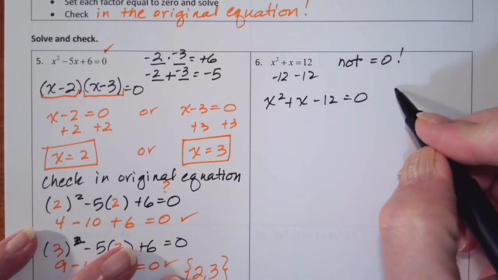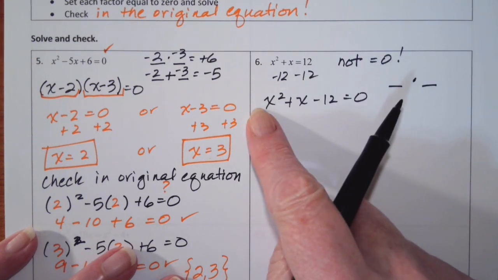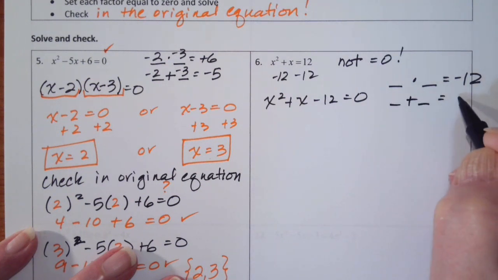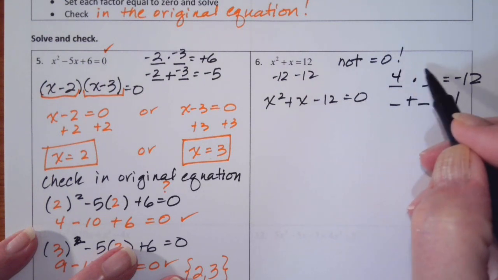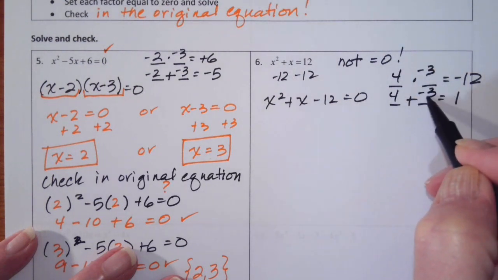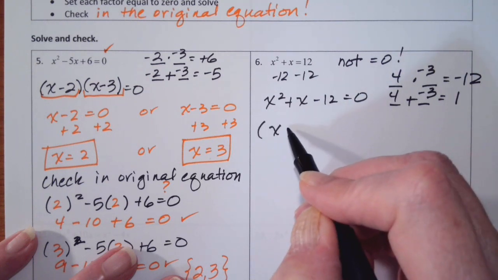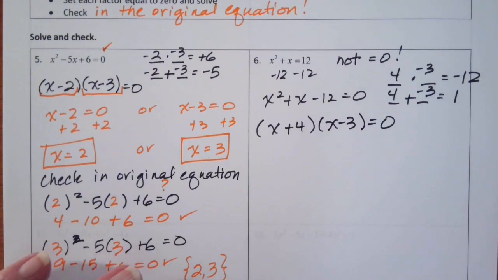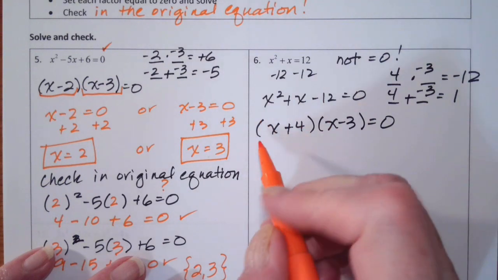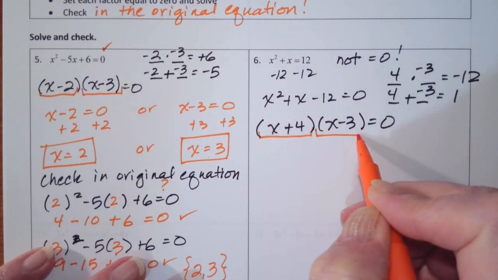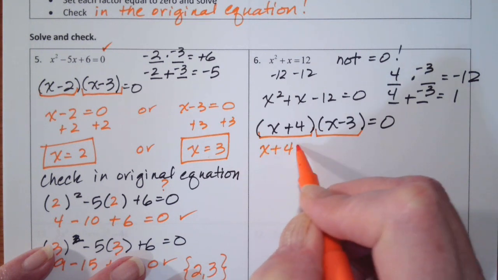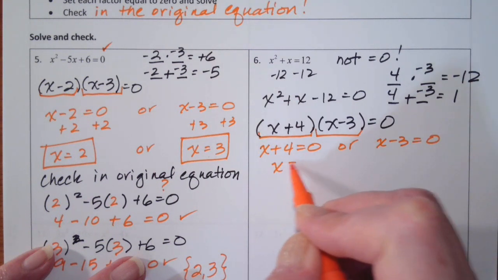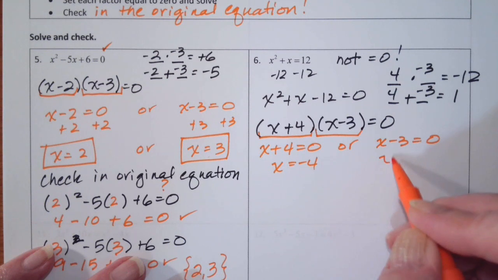Okay, so factored form, this tells me I'm looking for two numbers since the leading coefficient is 1. Two numbers whose product is negative 12, and those same two numbers, their sum is 1. And that is 4 and negative 3. So this is x plus 4 times x minus 3 is equal to 0. All right, so that tells me x plus 4 equals 0, or x minus 3 is equal to 0. This tells me that x is negative 4. This tells me that x is 3.